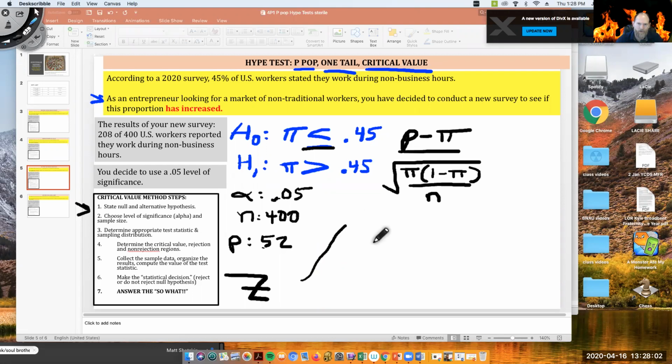So on a one-tail, we're only going to have one rejection region. And that's going to be right here. So the rest of this whole thing is do not reject.